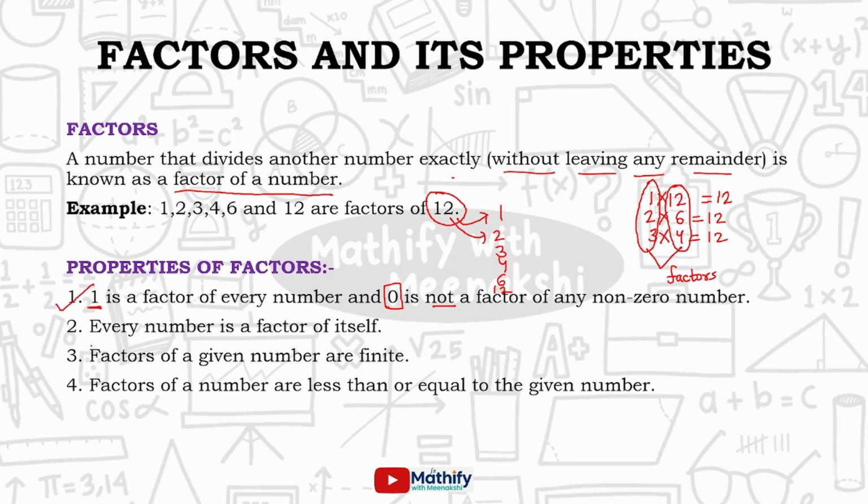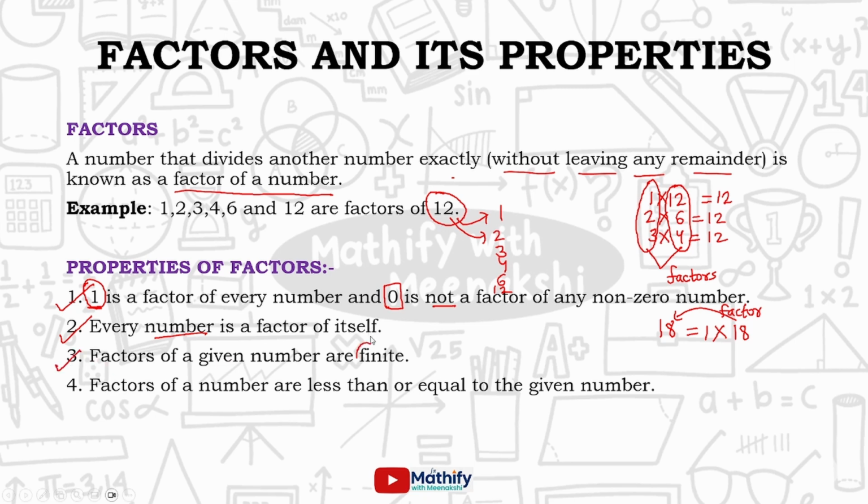Now let's move to the second property. Every number is a factor of itself. If 1 is a factor of a number, then obviously the number is also a factor of the number. As you can see here, if someone says find the factors of 18, you will write 1 into 18. That means 18 is also a factor of 18. So the number and 1 are always factors of the number.